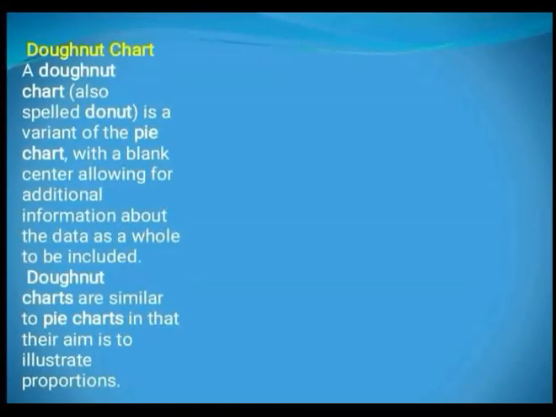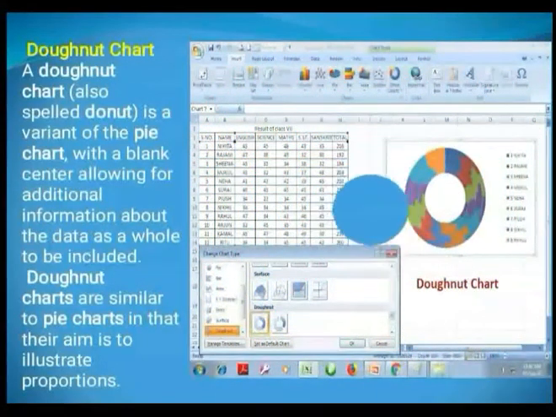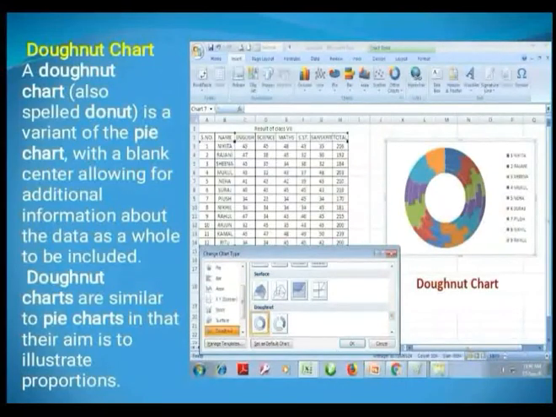Now let us learn about a donut chart. A donut chart is also called doughnut, or spelled donut. It is a variant of the pie chart with a blank center, allowing for additional information about the data as a whole to be included. Donut charts are similar to pie charts in that their aim is to illustrate proportions.